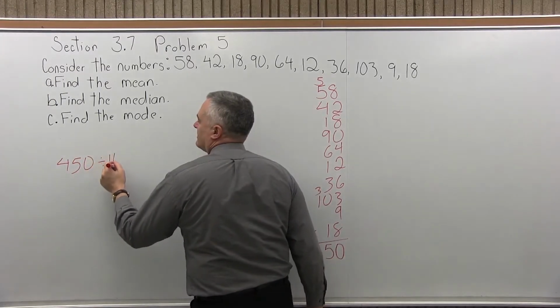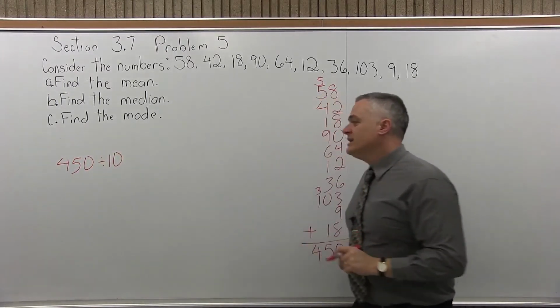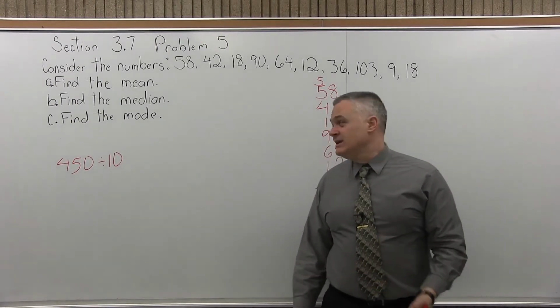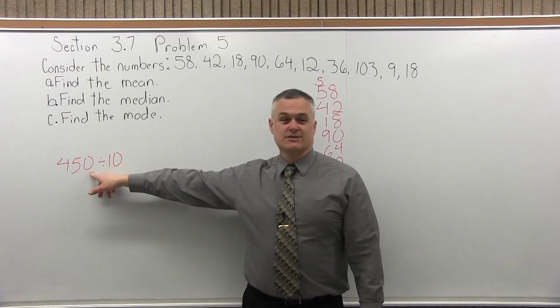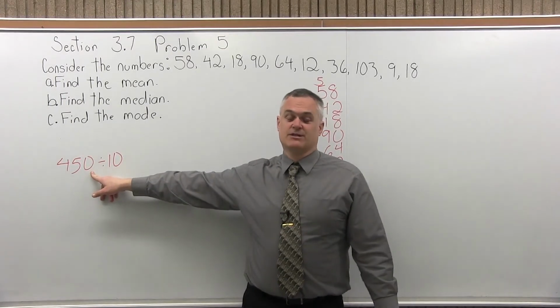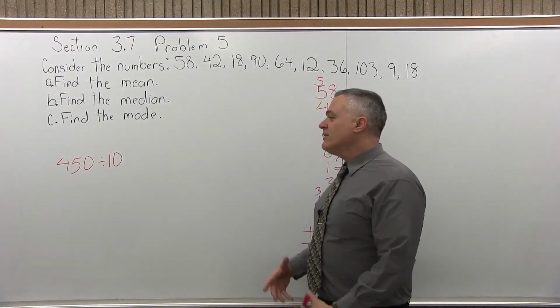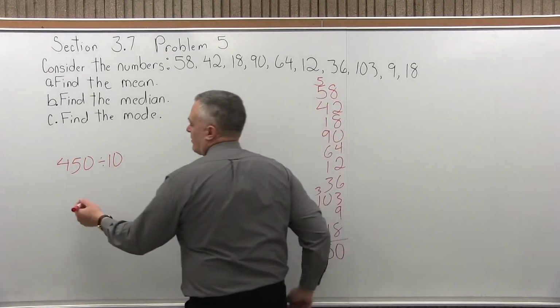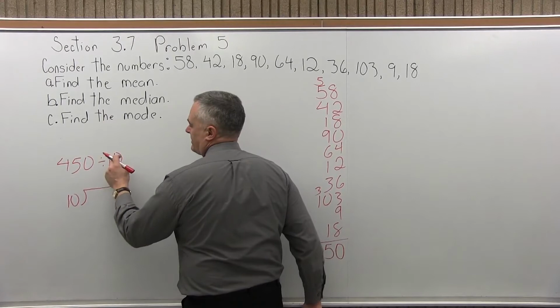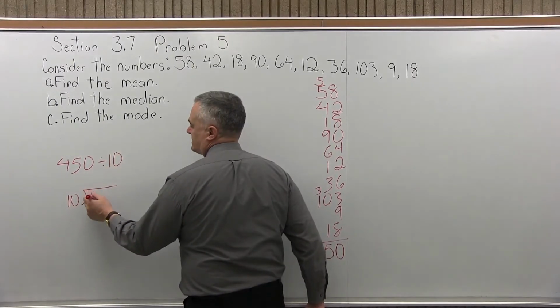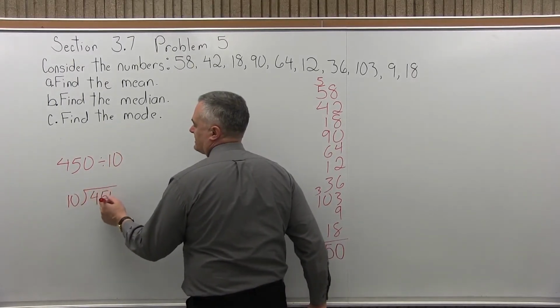divided by 10. Now this I can actually do easier in my head than even with a calculator. The 0 in the 10 is going to cancel the 0 in the 450. I can just see that it's 45. If you can't see that, what you want to do is set up a division where you'll divide the 10 on the outside of the division symbol, the 450 inside.